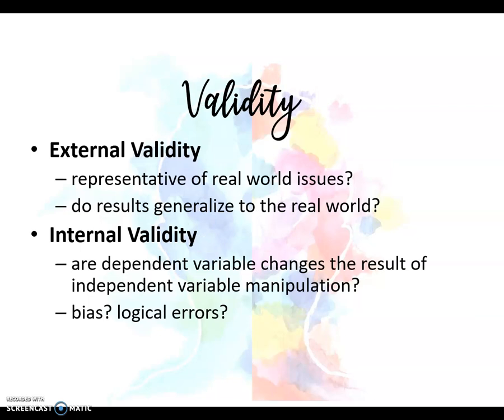We also have to make sure that we have validity. Is it actually reflective of what's happening in the real world? Do the results that we get from certain experiments apply to real-world applications? So that's our external validity. Internal, are the independent variables changing the results of the dependent? Are there any biases? Is there a logical error? So when we do have these experiments, we have to do them multiple times to ensure that there is validity.